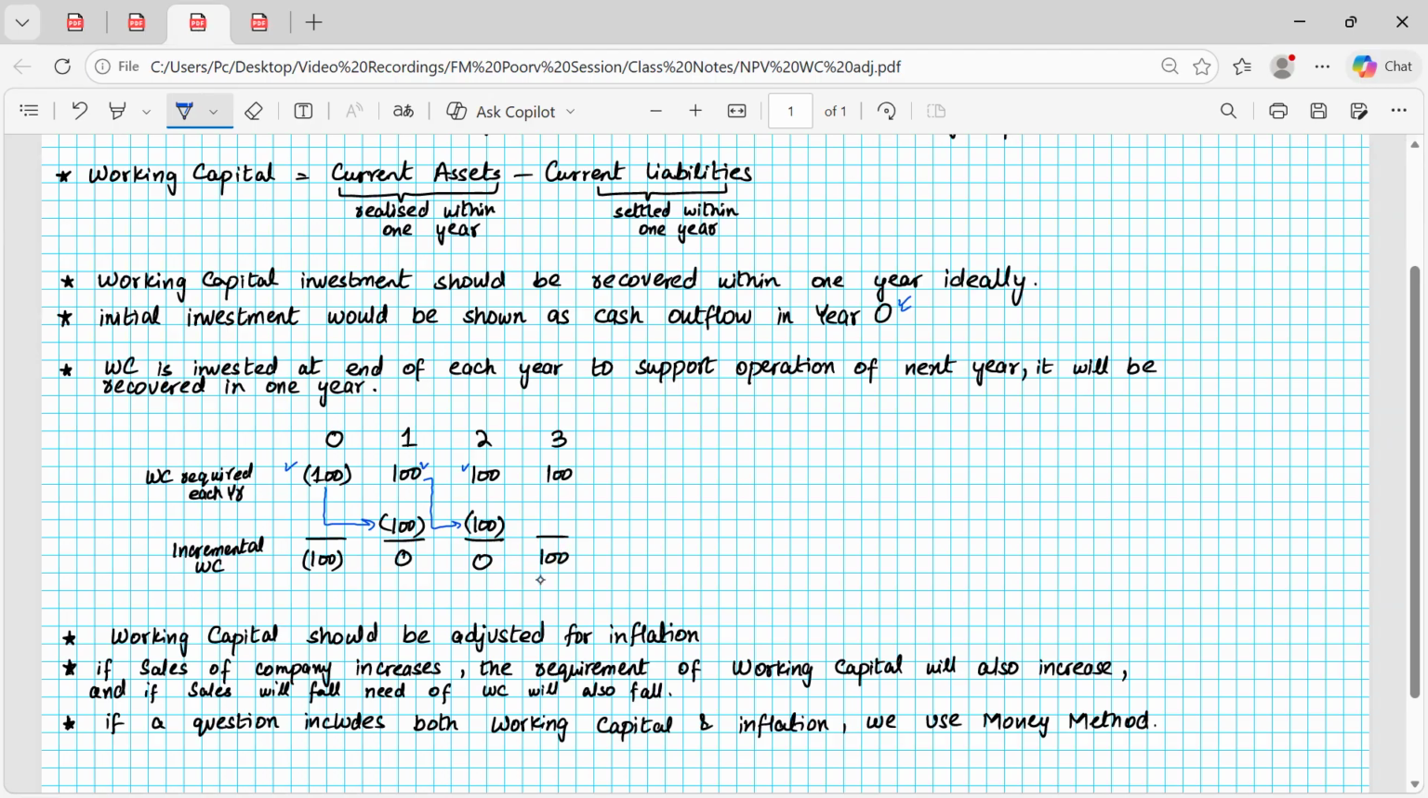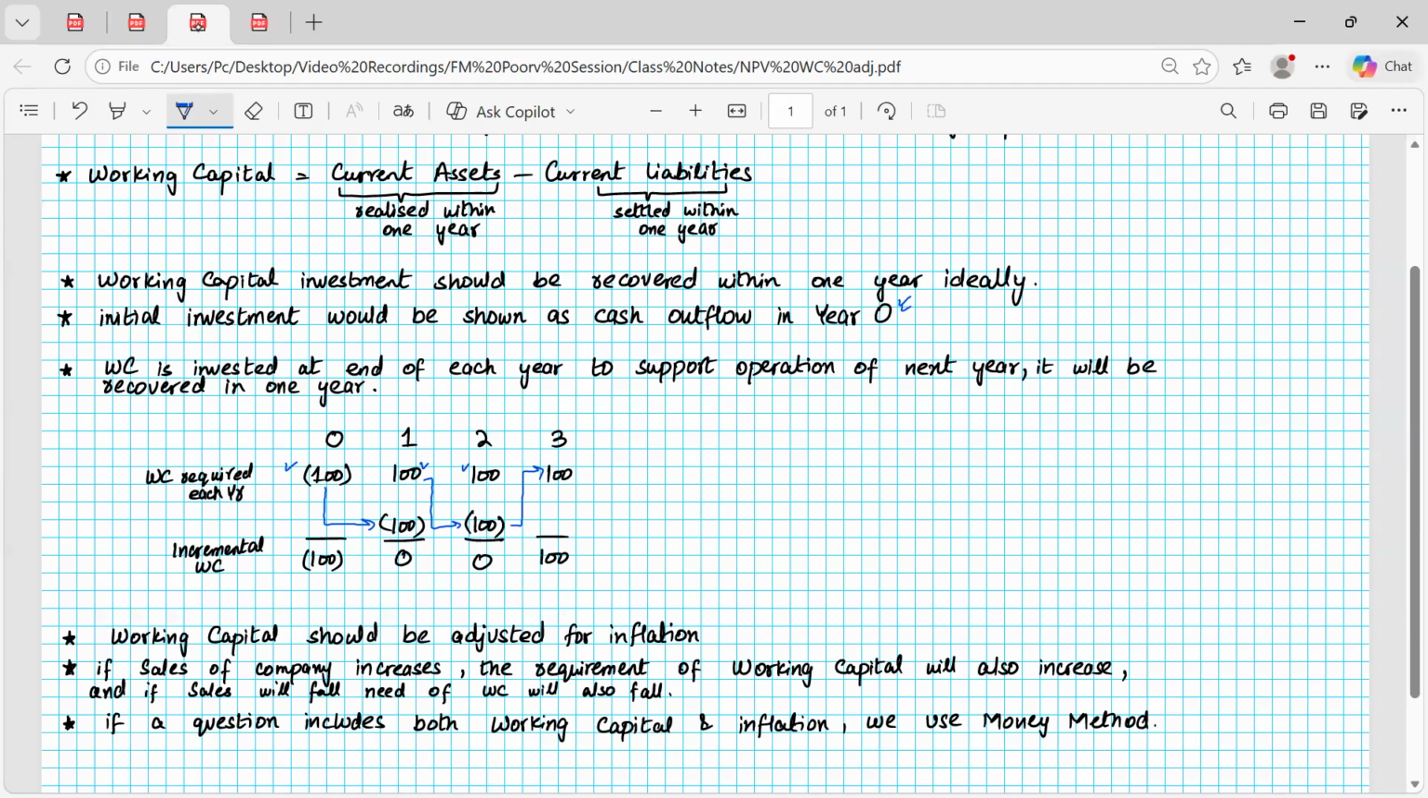So in the last year, obviously the year two working capital, you will recover it, you will get that back, and you don't need to spend any more because the project is over now. Because that's the last year, right? Last year means the project is going to be over, so you don't need to spend anything extra. The year two working capital, you will get that back, and it will show as a positive 100.